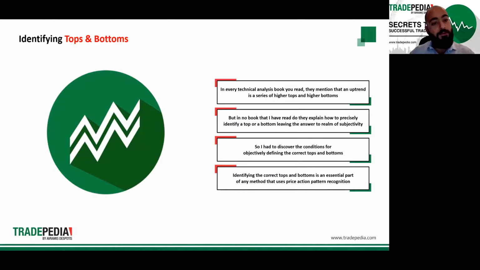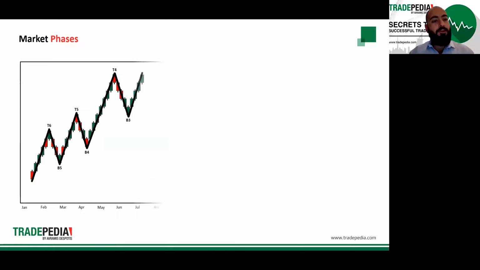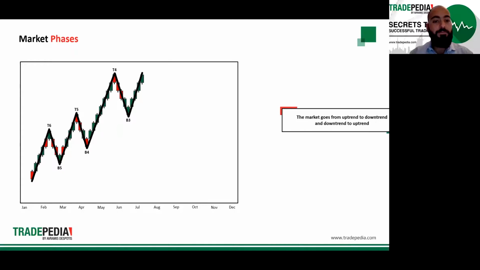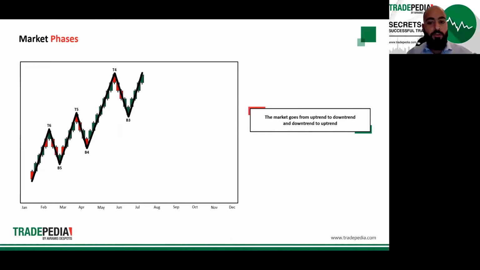Now, as I told you, identifying the correct tops and bottoms is an essential part of any method that uses price action pattern recognition. So now you will have a tool that will automatically identify the tops and the bottoms. It will automatically identify the trends and their reversals. As you know, the market does not move in a straight line. Prices move from one phase to another. The market goes from an uptrend to a downtrend, and then from a downtrend to an uptrend.